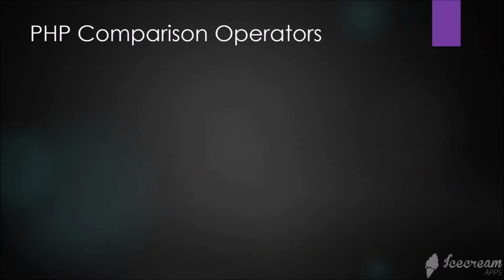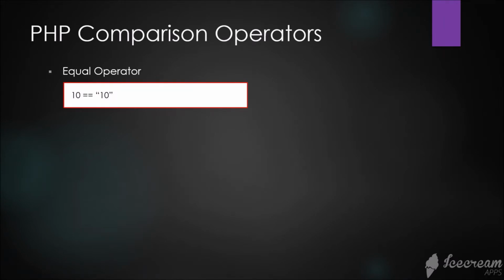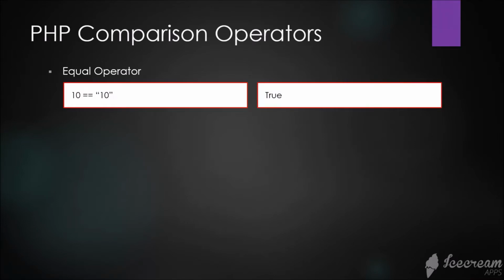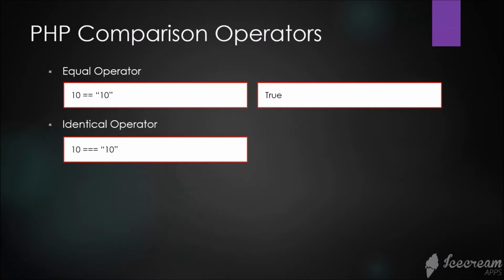Okay, so now let's have our examples. Let's start with the equal operator. 10 is equal to 10. True or false? The answer will be true. Next is the identical operator. 10 is identical to "10". The answer will be false.